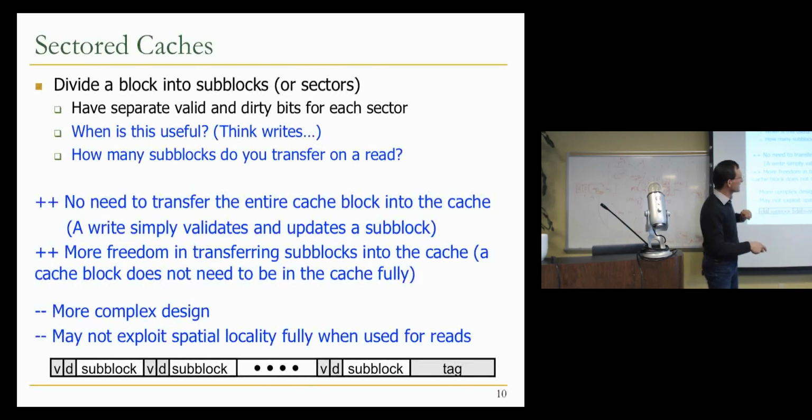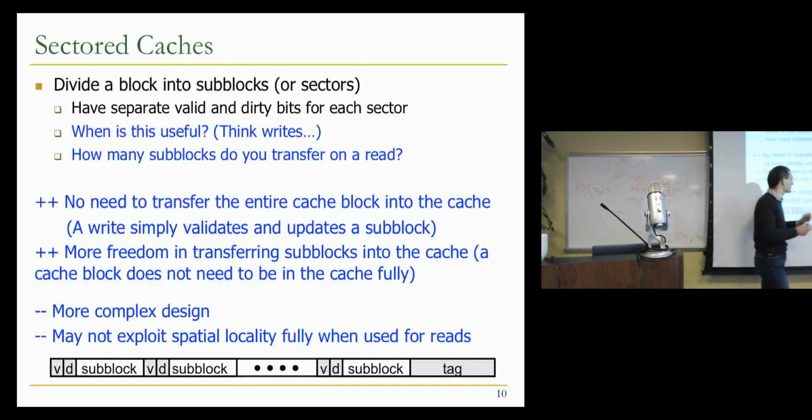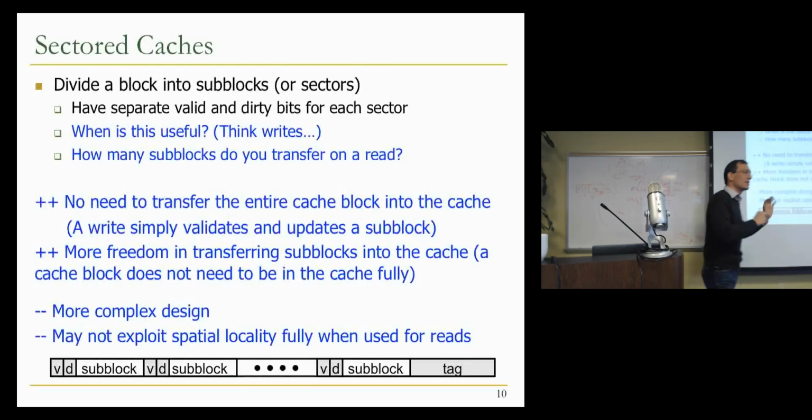The upside is now you have the tag amortized across subblocks, right? You could imagine one good question would be, why not have smaller blocks? Because of the tag. Exactly, because of the tag. Because once you have smaller blocks, your tag size increases. That's the difference between a cache with smaller blocks versus a cache that has subblocks.